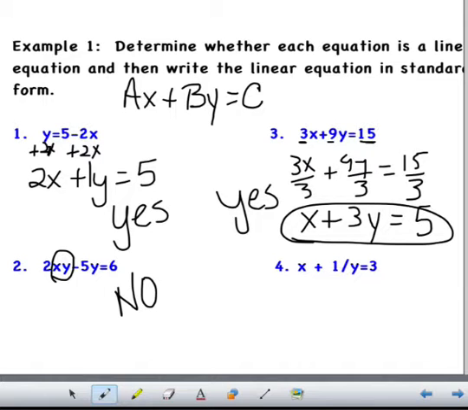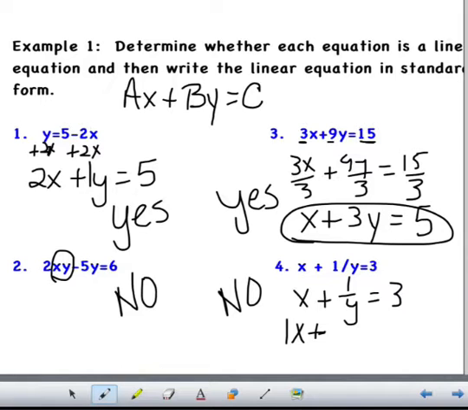All right, look at number 4. X plus 1 over y is equal to 3. Is that in standard form? Is it in the form of ax plus by equals 3? Well, I could write that as 1x, but what am I going to do with that y in the denominator? Because that y is in the denominator, that makes that not a linear equation. I cannot write that in standard form because of that y in the denominator.